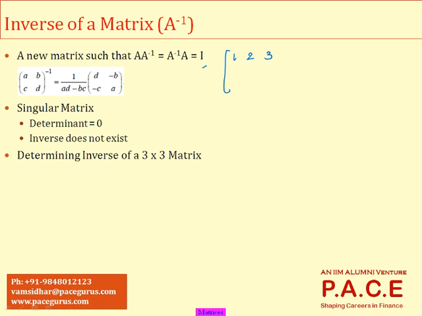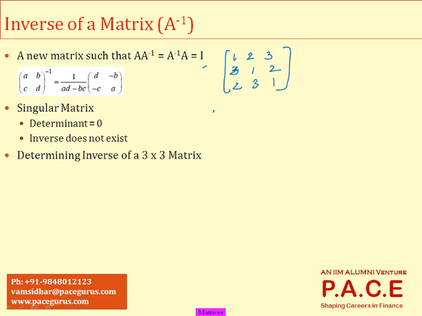So that's where I'm taking up 1, 2, 3, 4, 5, 6, which is a singular matrix. The inverse will not exist for that. Okay. So let me take 3, 1, 2, 2, 3, 1. Okay. So let me take this matrix.